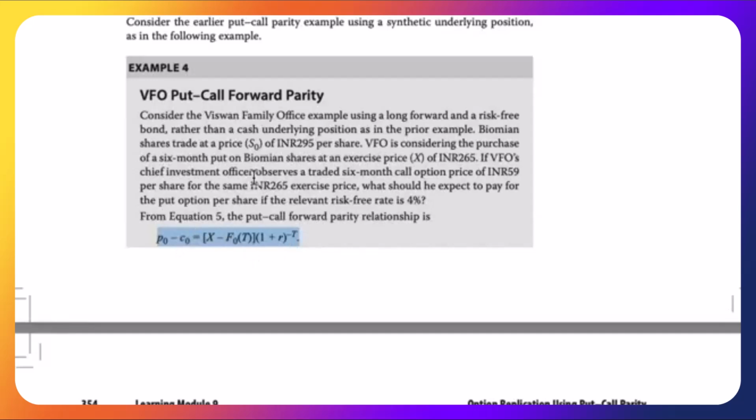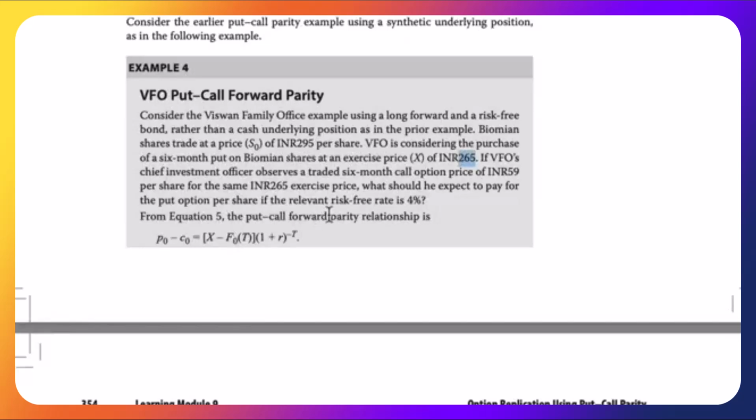Take put-call-forward parity and just algebraically move things around so that on one side you have the put minus the call. And here is the strike price minus the forward price. This is the present value of that. Do we have a strike price? We were told $2.65.